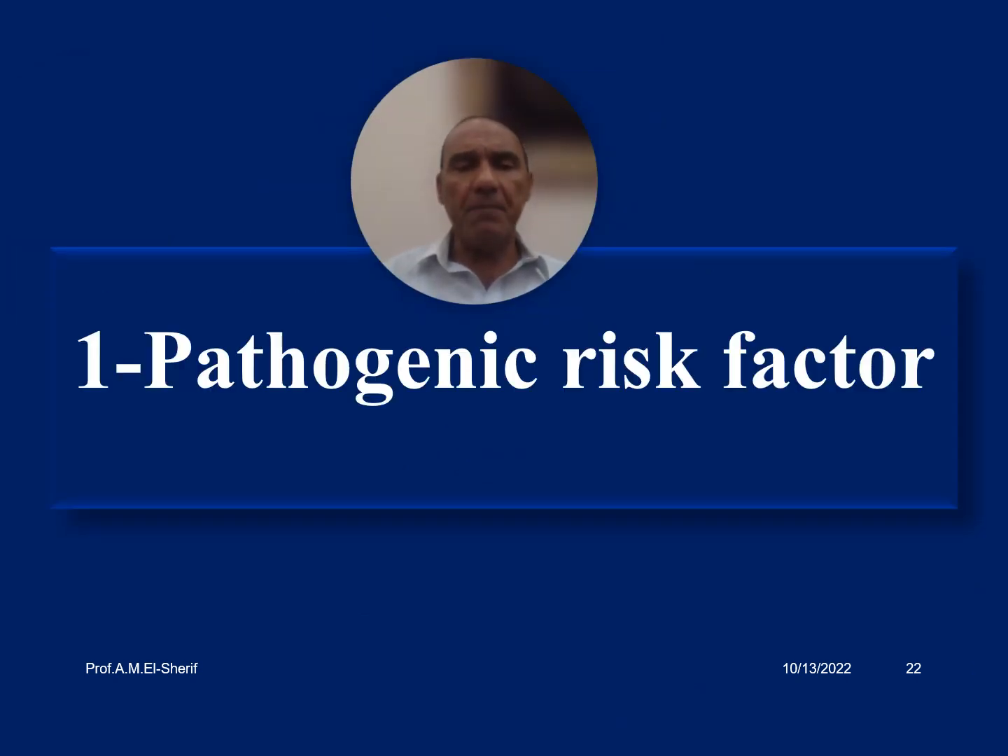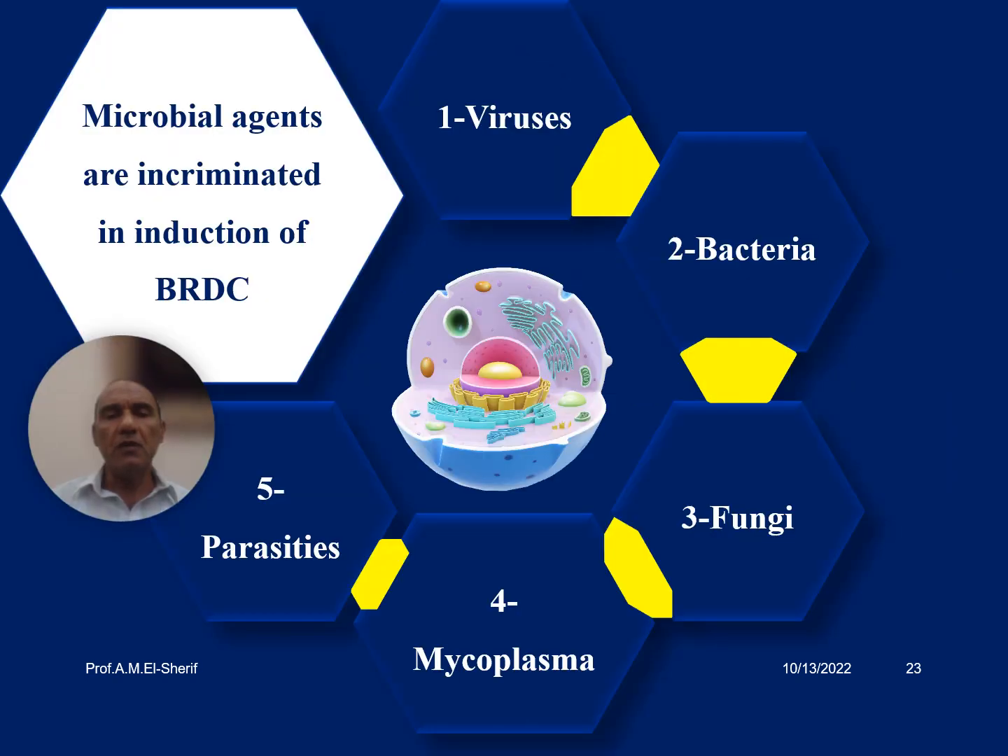When we speak about the pathogenic risk factor, we have 5 different pathogenic risk factors. Number 1, viruses, and then the bacteria, as well as fungi, mycoplasma organisms, and parasites.